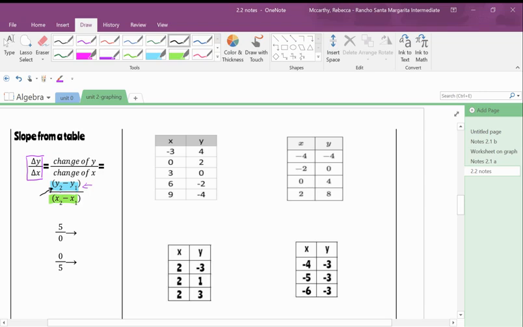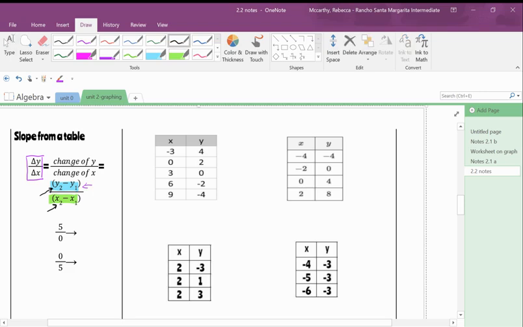I take my y value from my second point minus my y value from my first point. This notation means I take my x value from my second point, subtract that from my x value from my first point. That gets really wordy. I like to think of it as, I'm just going to stack them and subtract them.